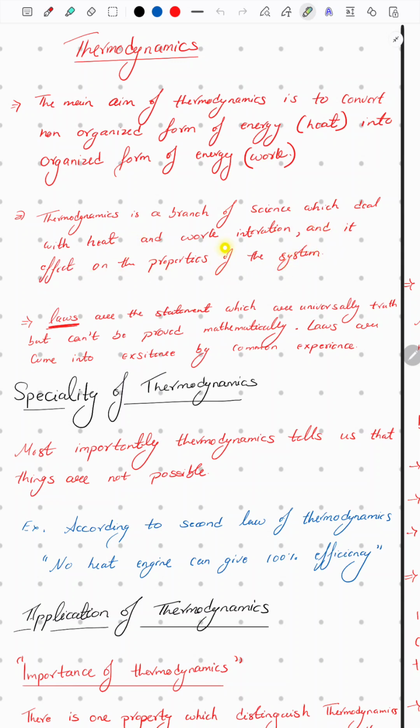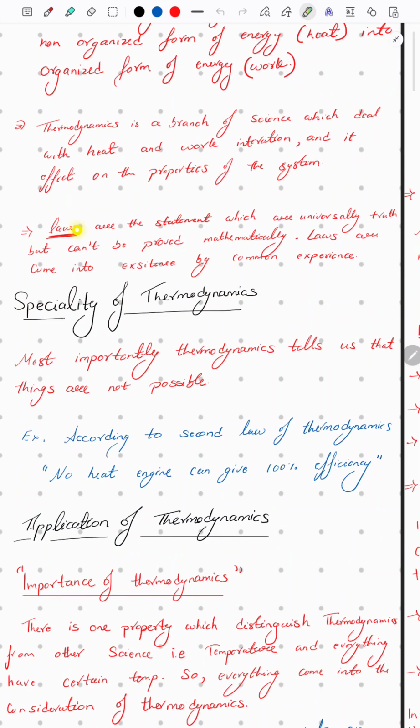Okay, heat and work interaction. Thermodynamics is dealing with heat and work interaction, and also the effects on the properties of the system. What the heat and work interactions of that body are, what are the effects they are posing on the properties of the system, that is also dealt with in thermodynamics. Okay, so first of all, what is it dealing with? Heat and work interactions, and also the effect on the properties of that system.